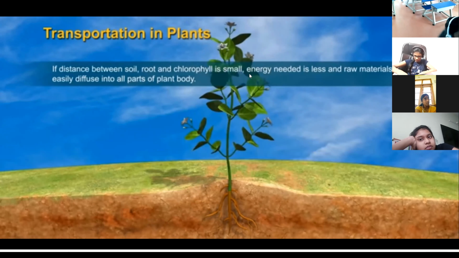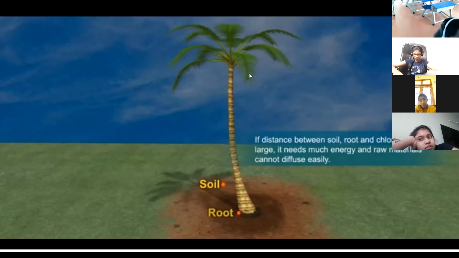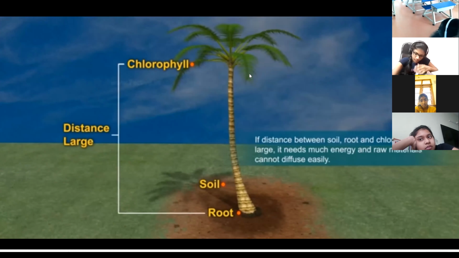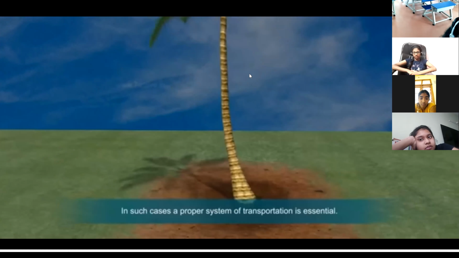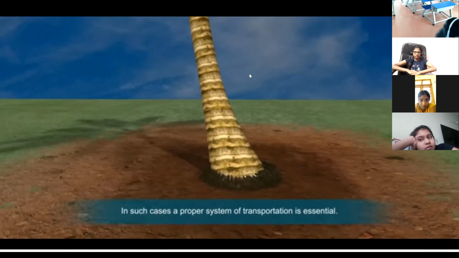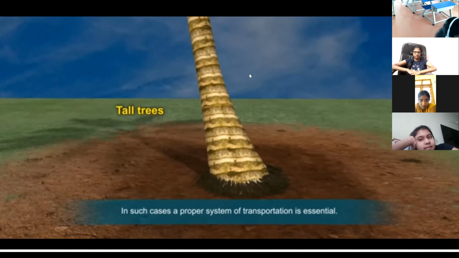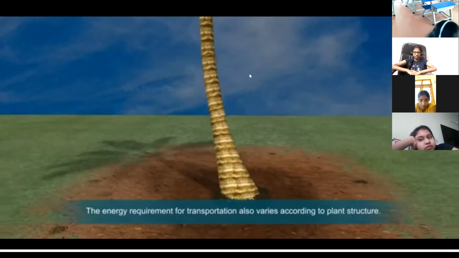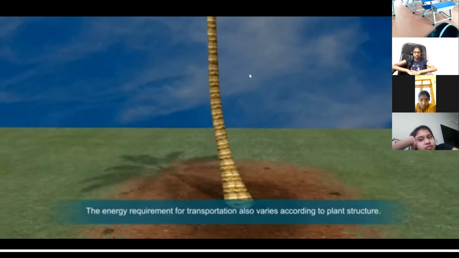If the distance between soil, root, and chlorophyll is large, it needs much energy, and raw materials cannot diffuse easily. In such cases, a proper system of transportation is essential. Example: tall trees. The energy requirement for transportation also varies according to plant structure.